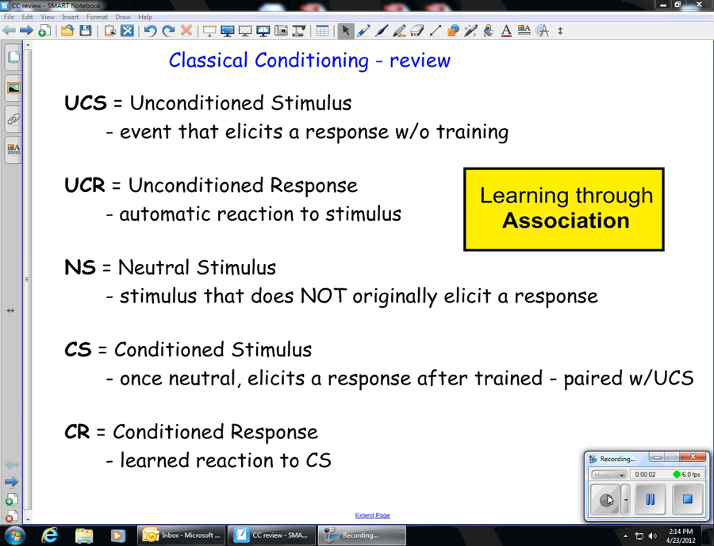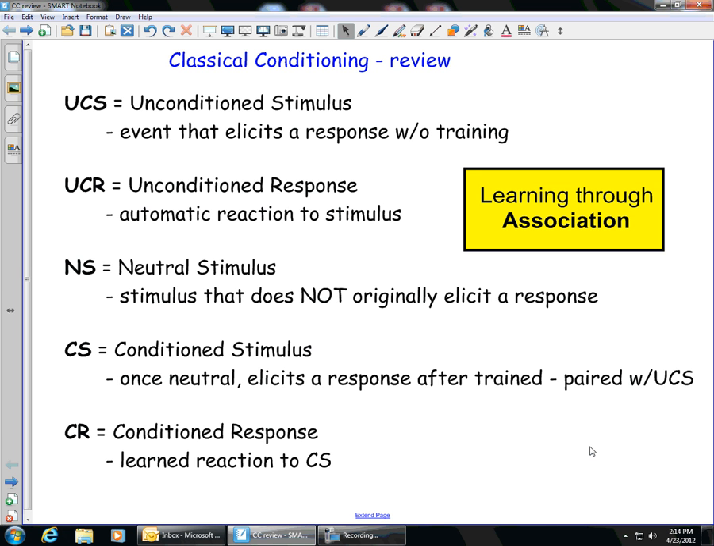Hello, Burnsville Psych. Today we're going to be talking about classical conditioning. We're going to do a quick review and go through a couple of examples, and then we'll move on.